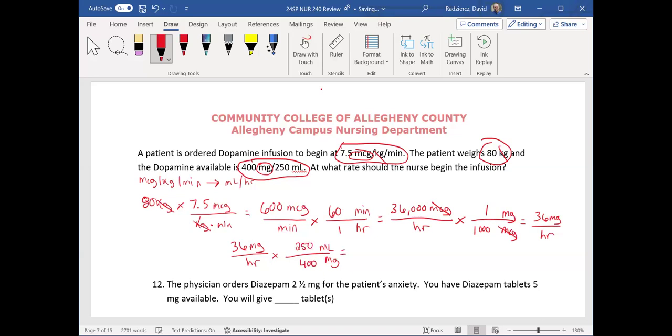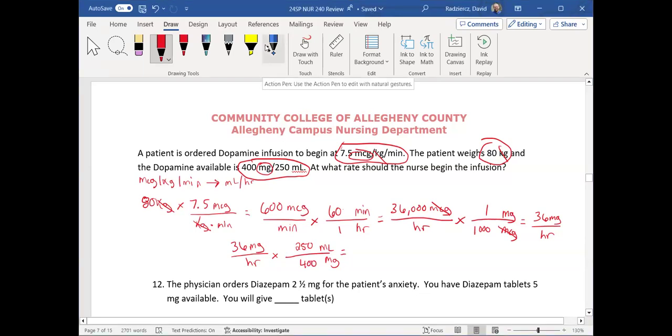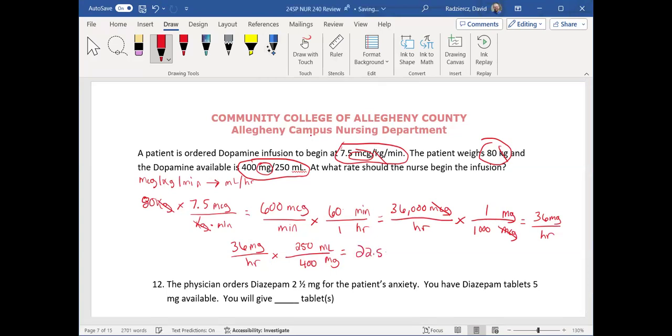Then we're just going to run that calculation. We're going to take 36 times 250, and then divide by 400. And then you're going to get an answer of 22.5 mL per hour. You got it. Perfect.